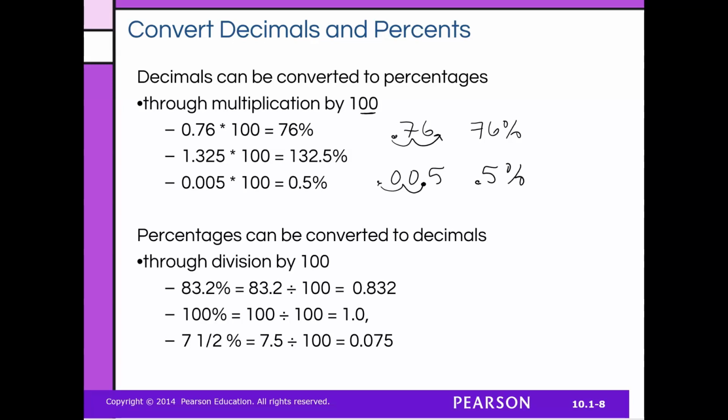Now we can go the other way. Percentages going back to decimals, we want to divide by 100, and division means make smaller, so we're going to move in that direction. So we could take the percent, we've got 83.2%. We could divide 83.2 by 100, or we can move the decimal back in this direction. So that's a couple different ways to deal with percentage and decimal conversions.